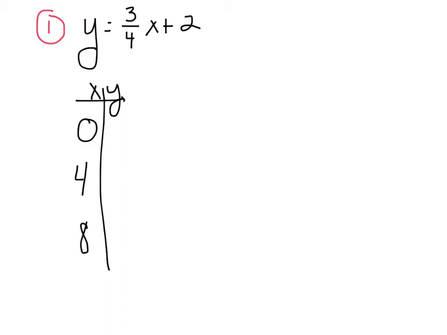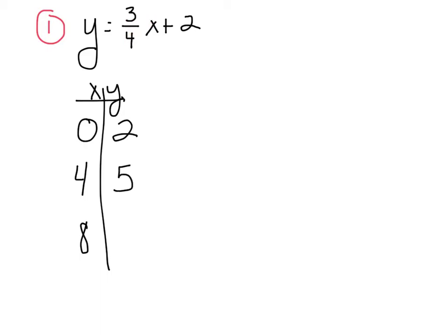Once again, you are more than welcome to change 3/4 to 0.75 and times by any number you want. You can plug in any number you want for x. So I'm going to plug in 0. 3/4 times 0 is 0 plus 2 gives me 2. If I plug in 4, 3/4 times 4, well, if you don't remember, 4 times 3 is 12, divided by 4 is 3, so 3 plus 2 is 5.